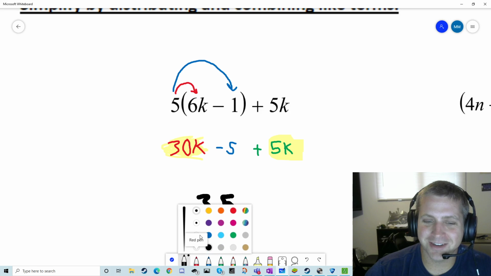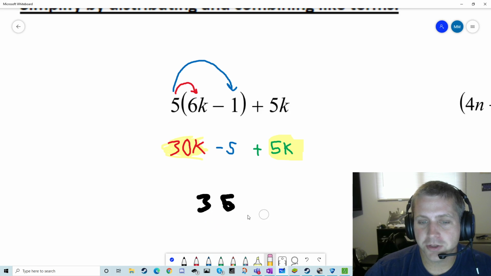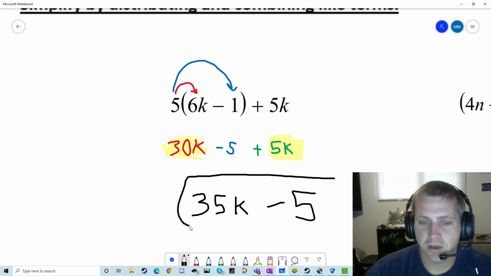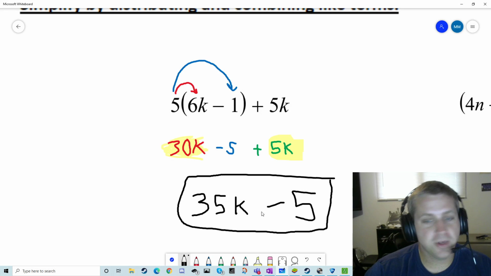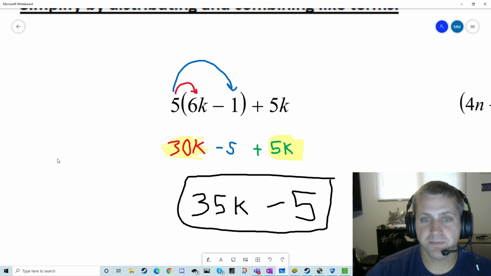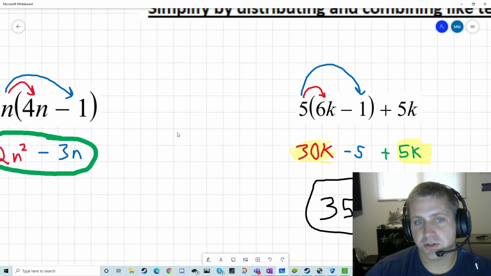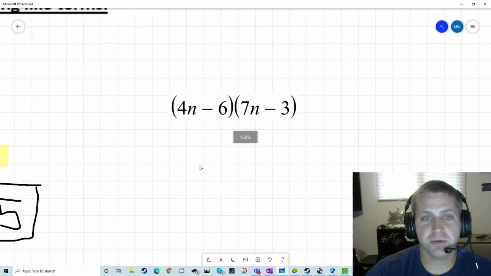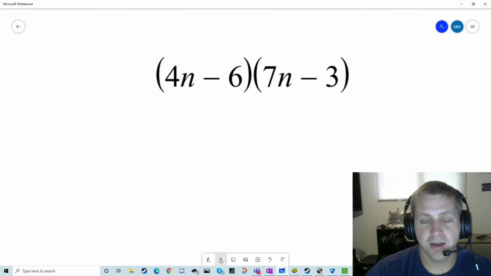Okay, we've got 35k. That's from my 2 like terms, the 2 yellows. Minus 5. I've got all my terms combined. These 2 can't because they don't have the same amount of k's. We're good. So again, these are almost the same. Both of them you did the distributing, but this one just had an extra term I had to combine. Then the third kind is the double distributing. And it's actually really similar.